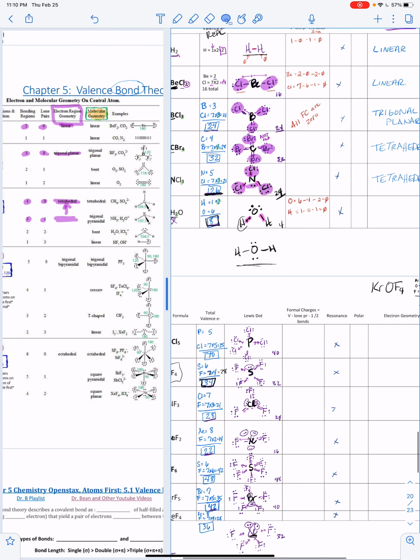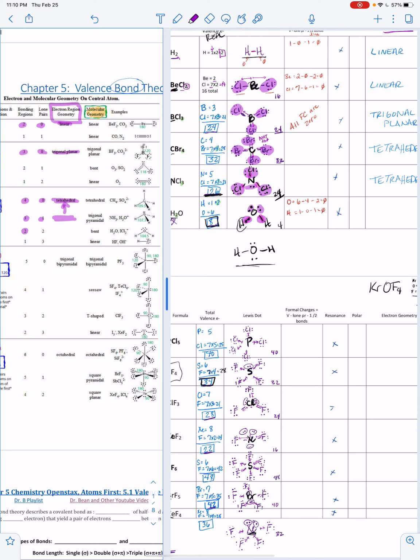Then we look at this next picture. We have 2 bonding regions and 2 lone pairs. 2 bonding regions, 2 lone pairs. Again, tetrahedral.